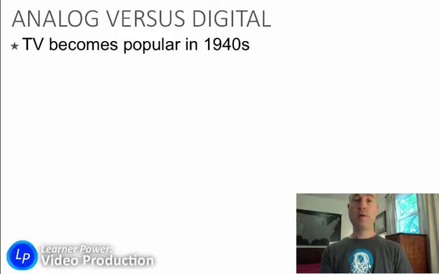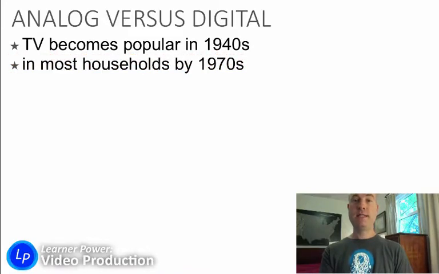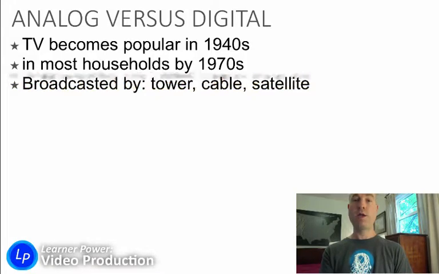It's really popular by the 1940s in the United States, and it's in almost every household in America by the 1970s. And so that means for decades, television was a huge way for Americans to see what was going on in the world and to experience the world and to consume television. Americans are very good, and pretty much the whole world by this point is very good at watching television.